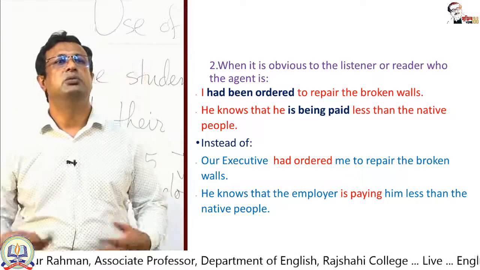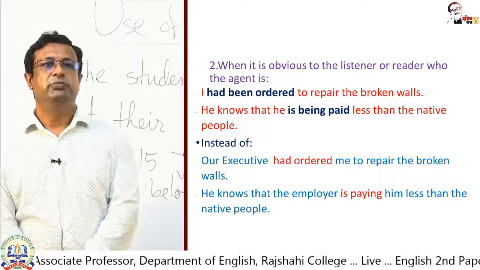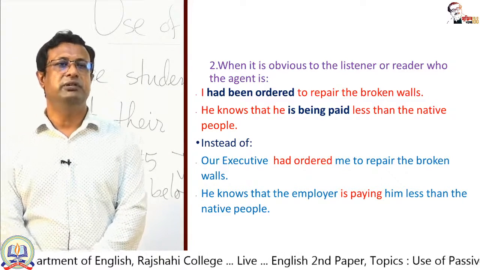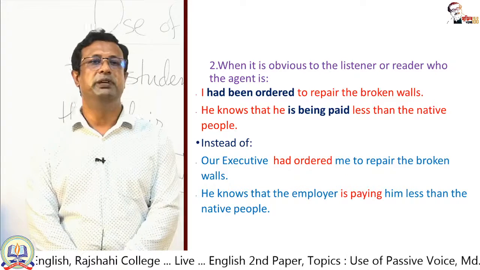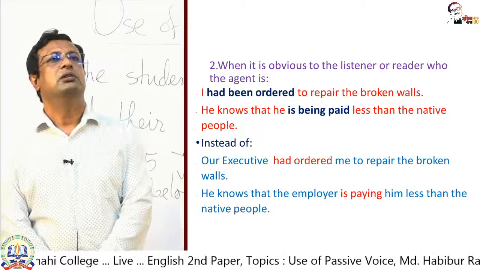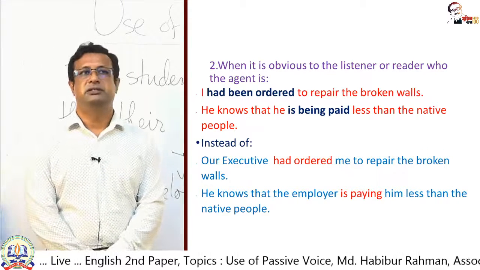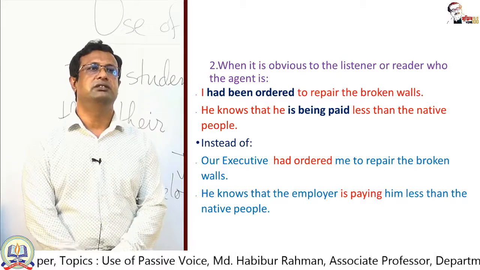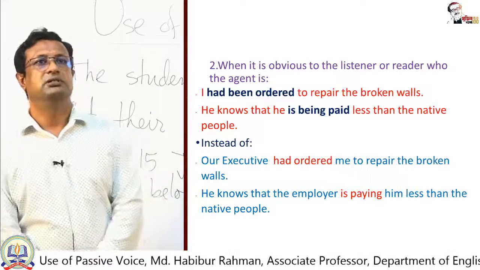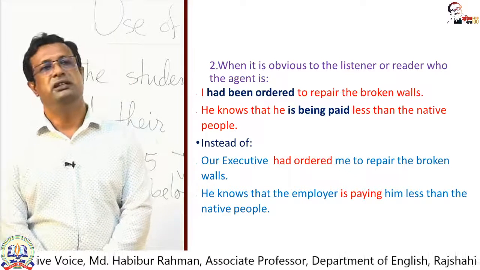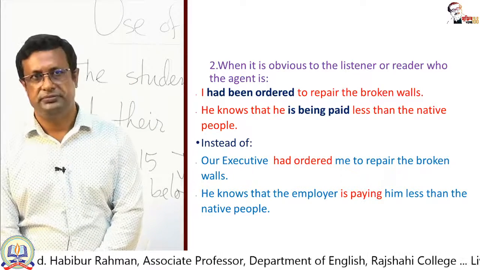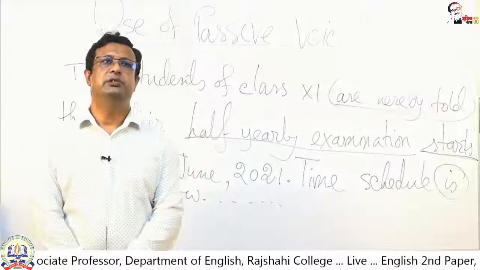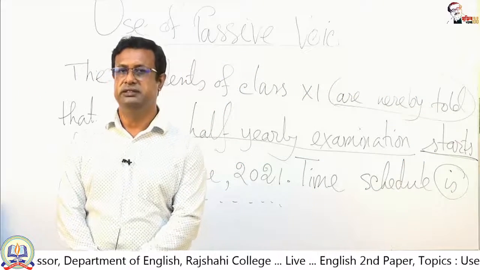So, who is paying less? The employer is paying less. So, there is no mention of the employer because everybody knows who pays. So, when the agent is obvious to the listener or reader, he or she is not mentioned. Come to the third point, when it is not important to know who the agent is.